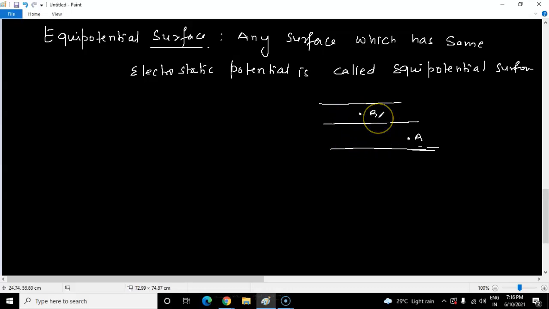Okay, if E is the electric field at a point on the equipotential surface, the test charge q naught is moving through a displacement dl. So E dot dl will be 0, meaning E and dl are perpendicular to each other. Then it is said to be an equipotential surface.